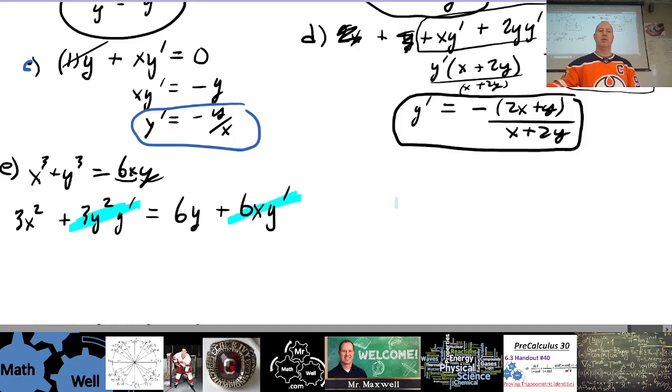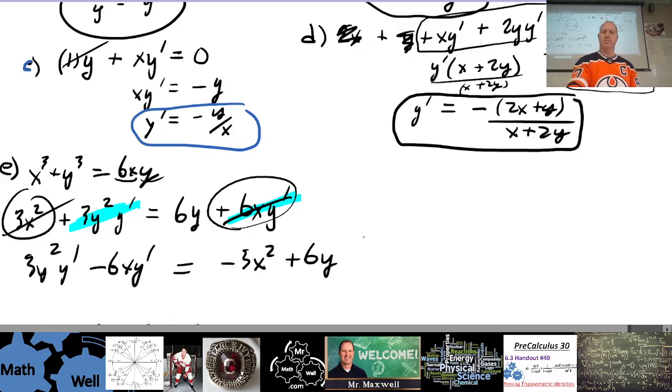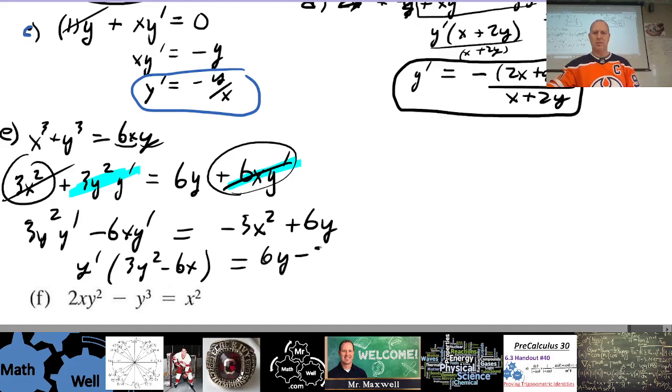Okay. So I see my y prime terms. There's one there and there's one there. So I need to get those on the same side so I can factor that y prime out. So let's see. I'll leave this over here, 3y squared y prime. I'll bring this one over, minus 6x y prime. I'll take this over to the other side as a negative 3x squared. And then I have a 6y here. Okay, I think that's good. Take a y prime out. I'm left with 3y squared minus 6x. And I'm going to reverse this just because it looks a little bit better with no negative in front.